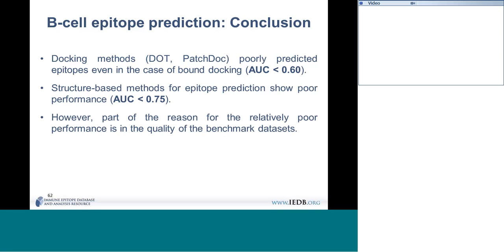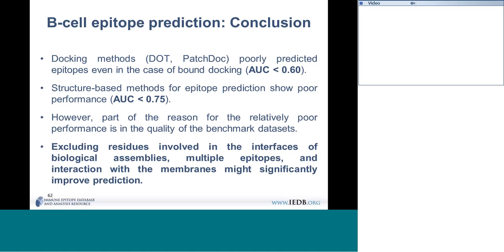Part of the reason for the relatively poor performance is obviously the quality of the benchmark data. As I already mentioned, if we can add more information to the prediction, like knowing the interfaces of biological assemblies, counting multiple epitopes, and interaction with the membrane, the prediction might be improved.